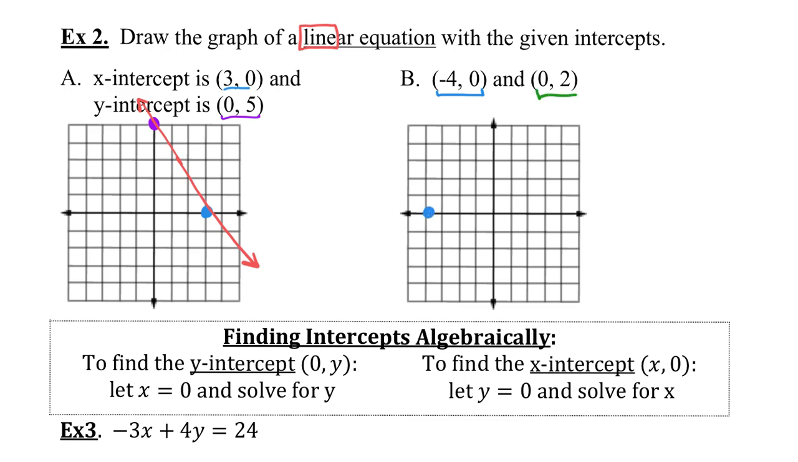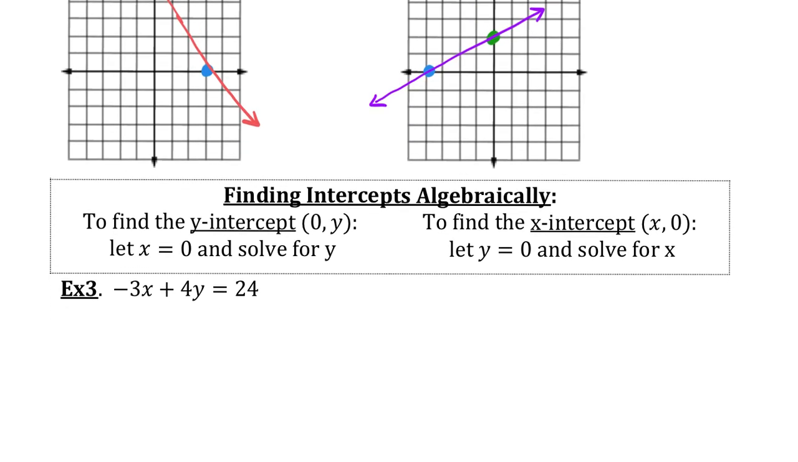And then 0, comma 2. So I go right 0, up 2. And then because it's a linear function, I'm going to draw the line passing through those 2 points. Lines are long. They go forever in both directions, which is why I use an arrow.